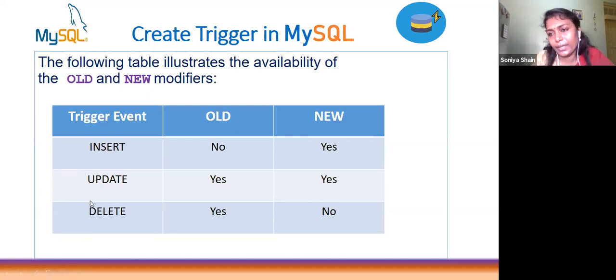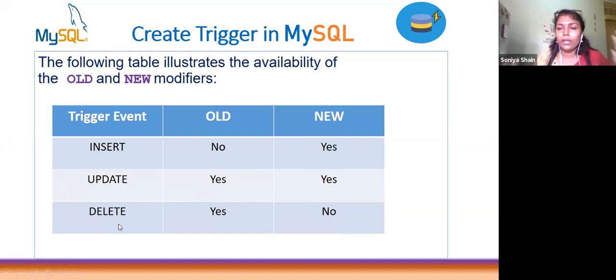The next is update. Update means both exist, because what is the purpose of updating? You are changing a value. You change the value of a record. So first there is the old value, then the new value. There is an old value and a new value also. How will you access the old value? OLD dot field name, and the new value as NEW dot field name. So in the case of update, old and new, both exist. Remember.